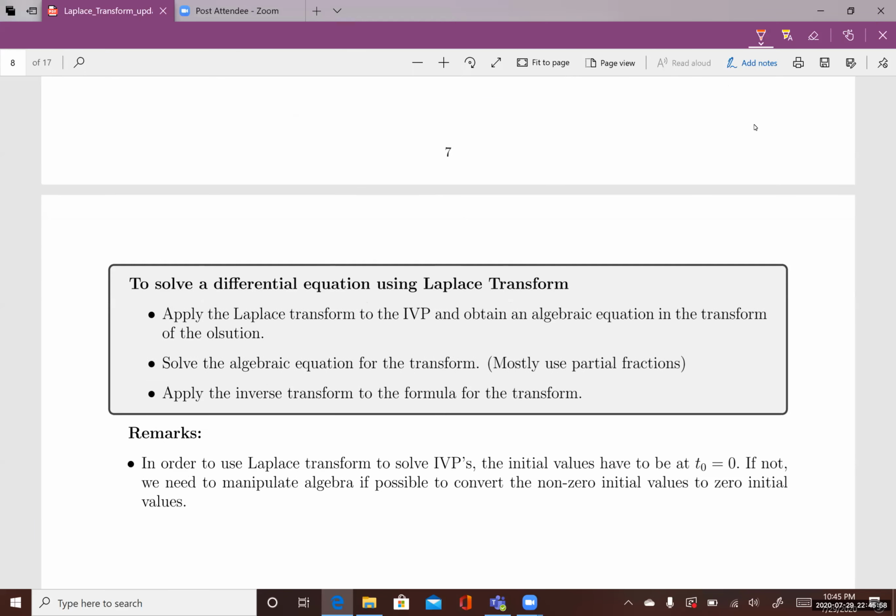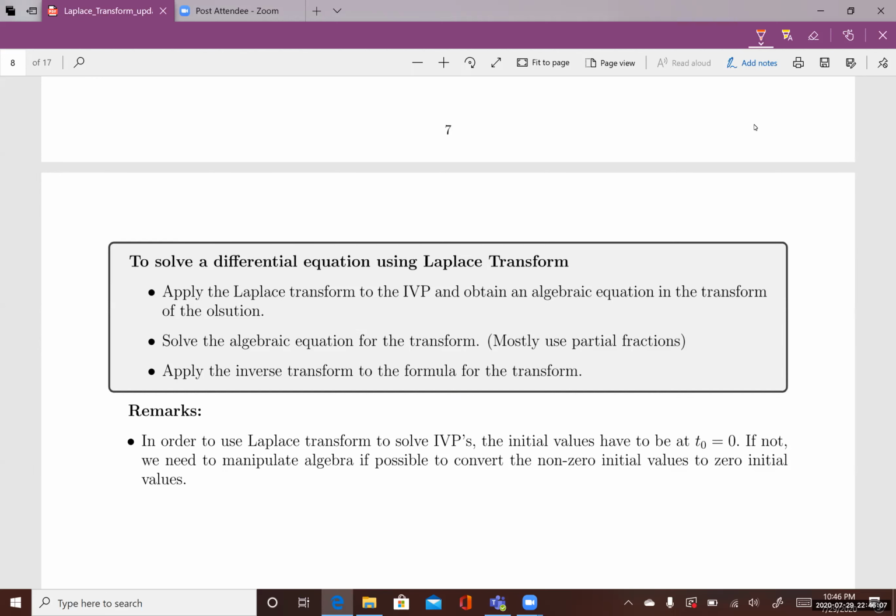Now, here are the steps on how to use Laplace transform to find solutions for initial value problems. First, given an IVP, you apply the Laplace transform to the IVP from both sides, and you obtain an algebraic equation in the transform of the solution. Then you solve the algebraic equation for the transform. Most of the time, you have to use partial fractions.